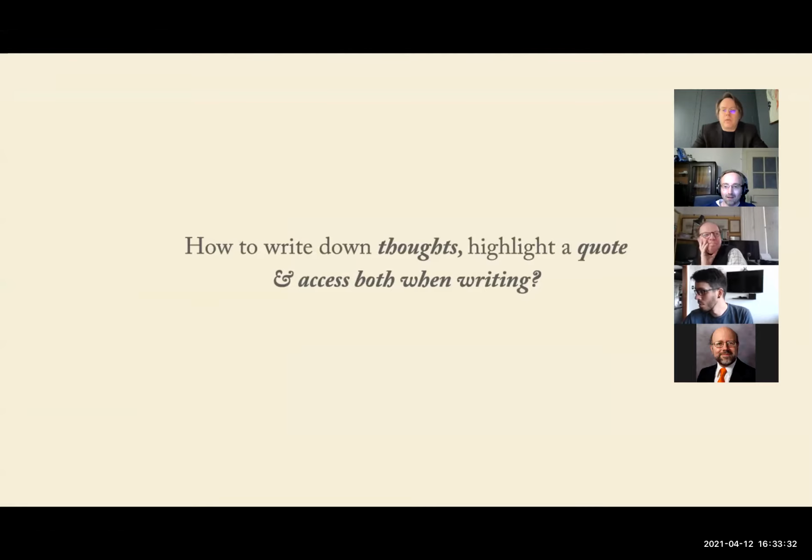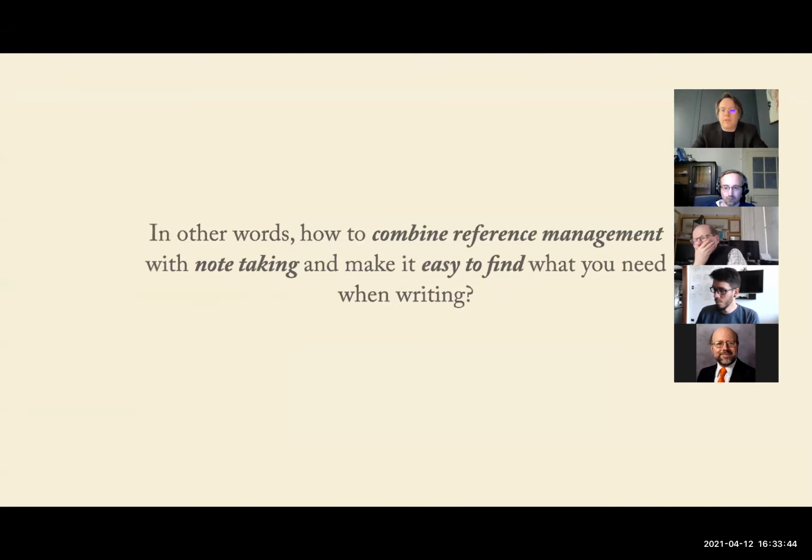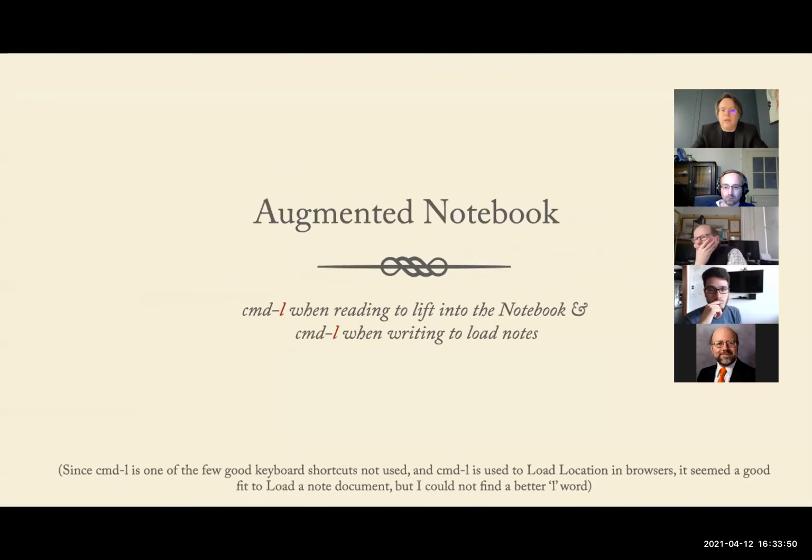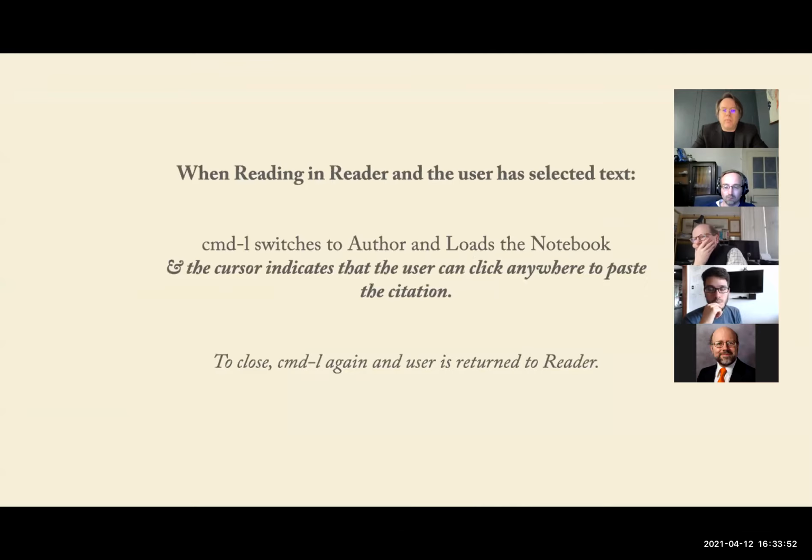The thing is, two different things. How can you write down textual thoughts and have references to things and then find them again when you're writing? Remember, we all have different use cases. Mine is a student writing a paper. So combine reference management with note-taking and making it easy to find. Forget the name, I just can't think of a better one.